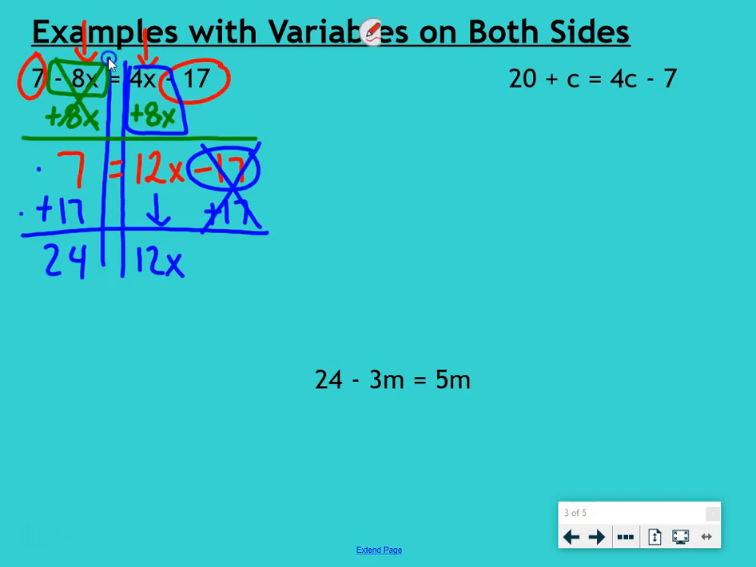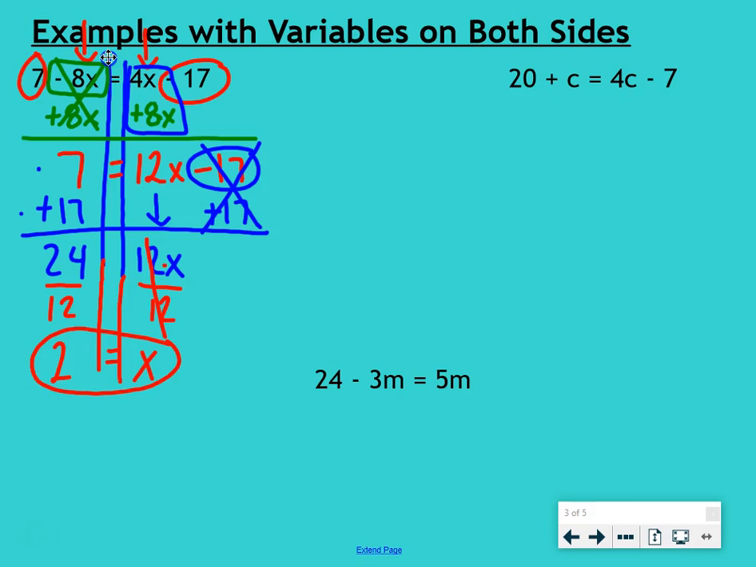Last step, we're doing 12 times x, so we need to undo that multiplication with division. We're going to divide both sides by 12. 24 divided by 12 is 2. 12 divided by 12 is 1, so we're left with 1x. So x equals 2.